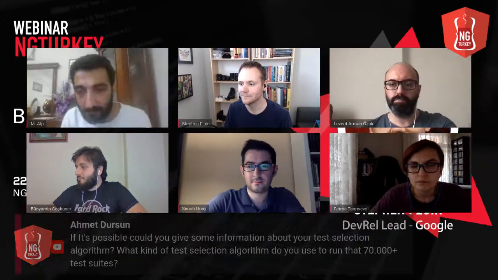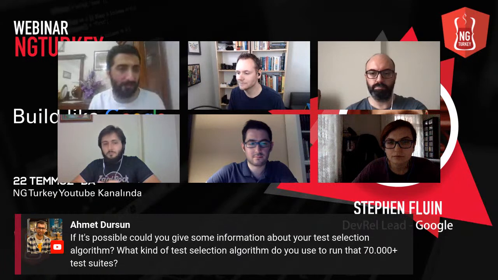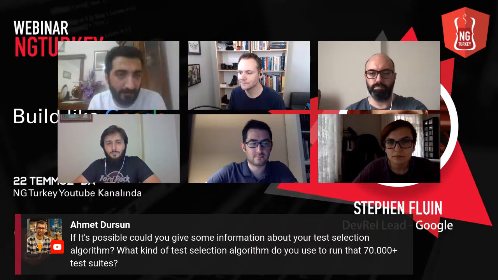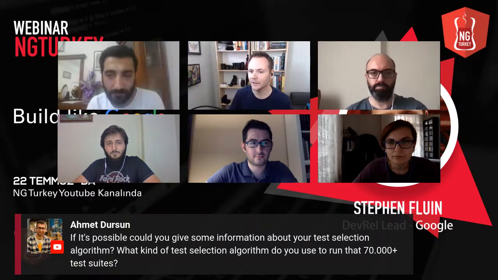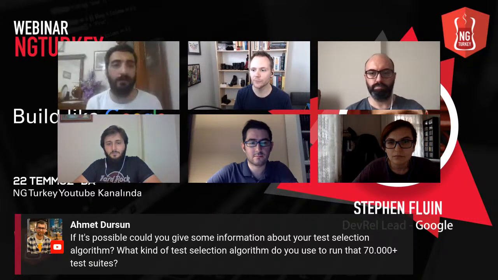Yes, there was a question from YouTube, and I would like to ask this before our questions from Ahmet Dursun. Sure. Can you see the comment on your screen, Stephen? If it's possible, sure, yeah, I can see it. So what kind of test selection algorithm do you use to run those 70,000 plus test suites?